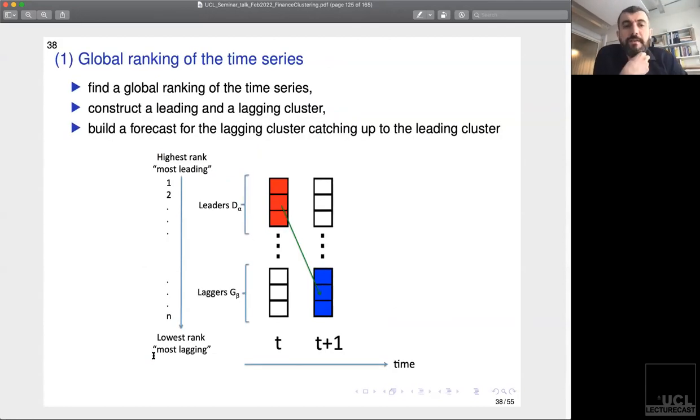Now there are a few things you can do. Those of you who've worked on ranking algorithms could be tempted to say, I have a directed graph, so I can compute a global ranking of the nodes, in our case of time series, from most leading to most lagging, highest rank to lowest rank. Then you have two parameters, alpha and beta, that delimit your leaders and laggers. You use the average return of the top alpha percent largest leaders as a prediction for the future return tomorrow of the bottom beta percent laggers.